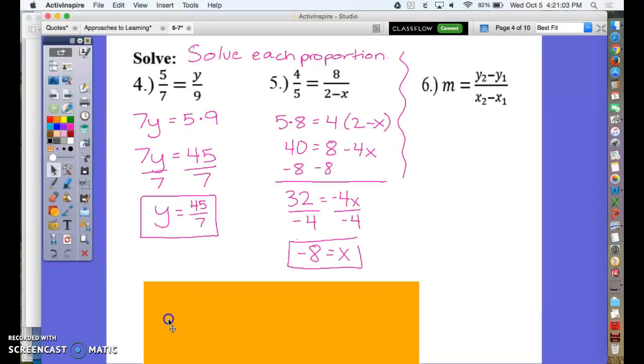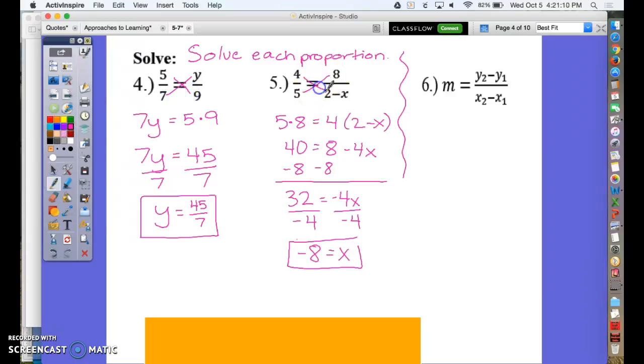Okay, so in 4 and 5, let's see how you did. When you solve a proportion, you cross multiply, right? So we're cross multiplying to solve each one of these. We're going to use this concept to come up with the point slope formula. Have you seen this formula before? What is it? That's the slope formula, right?